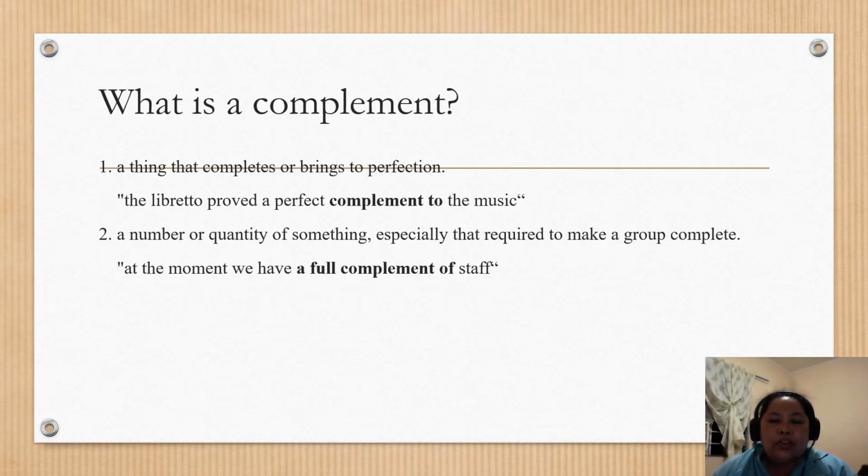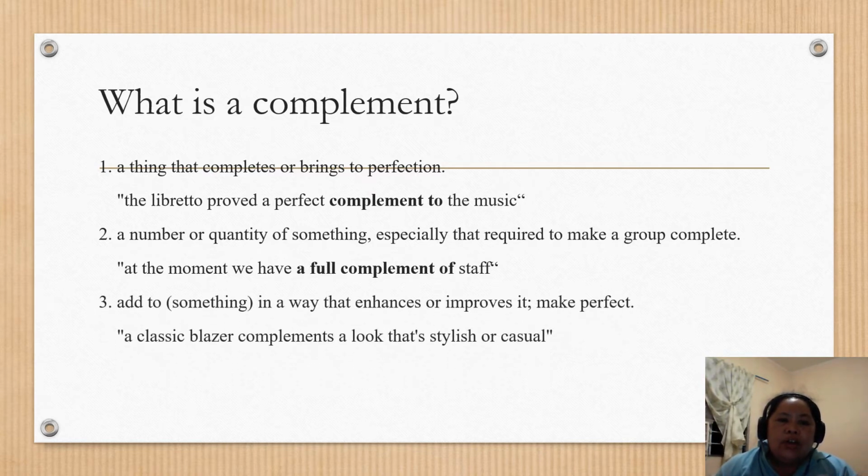So, sabi nga nila, ang mag-asawa magiging complete sila kapag meron na silang anak. No? Add to something in a way that enhances or improves it, to make it perfect. So a classic blazer complements a look that's stylish or casual.